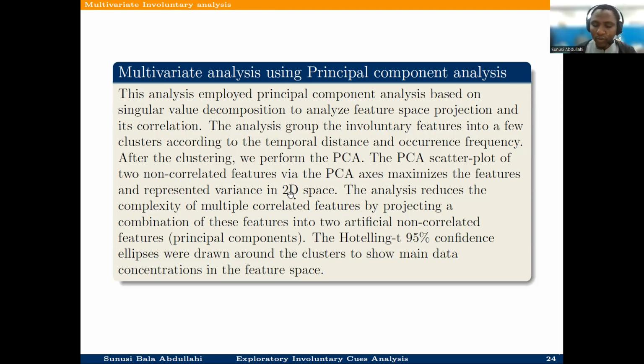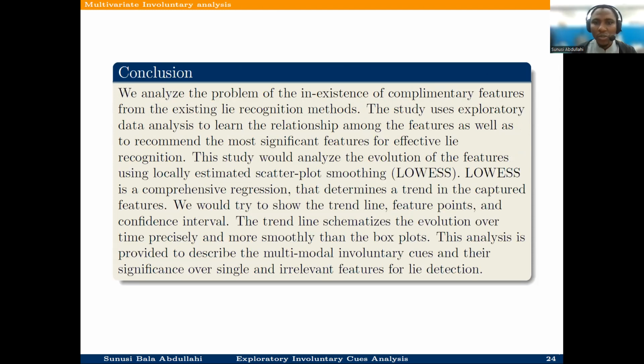Because we don't have too much time to explain everything, in a nutshell, we have a Hotelling T-squared, for which we get a confidence score of 95%. So in conclusion, this analysis uses exploratory involuntary cognitive cue analysis to learn the relationship among the features, as well as to recommend the most significant features for effective lie recognition.